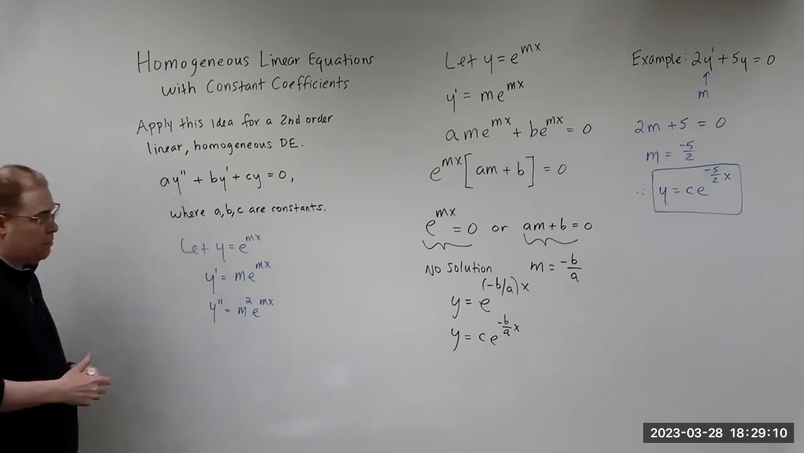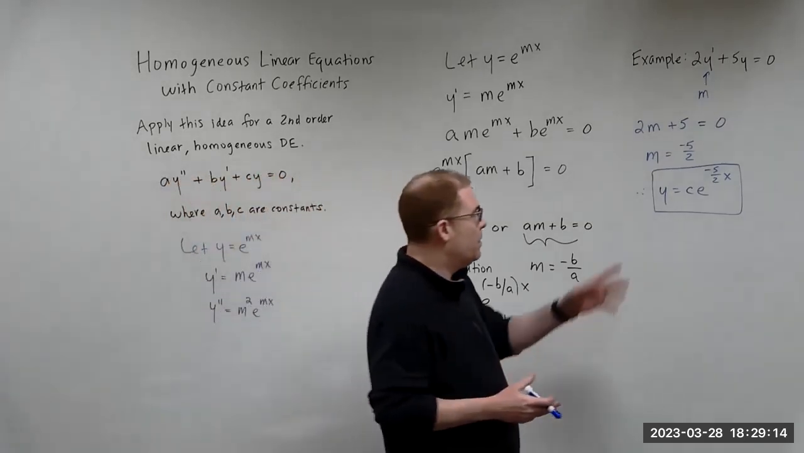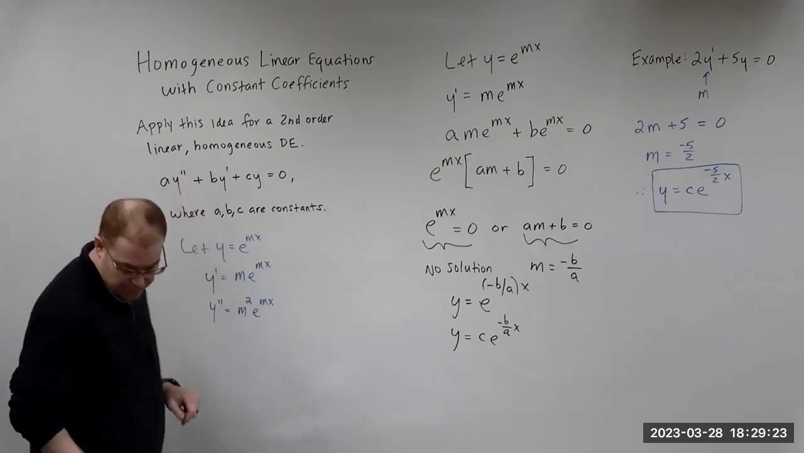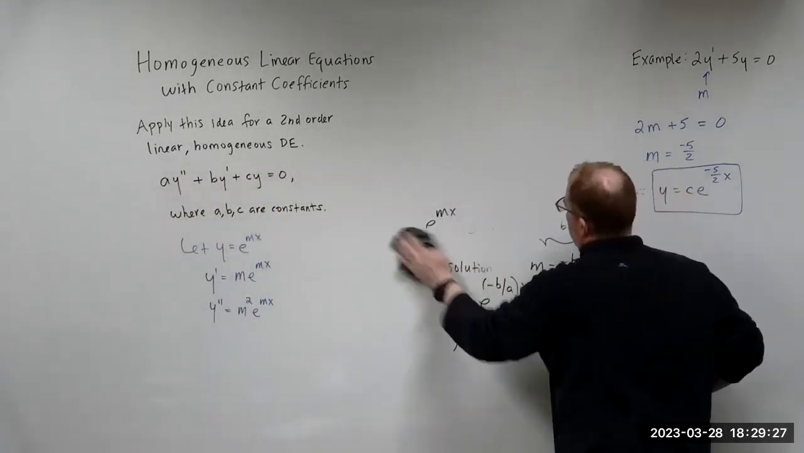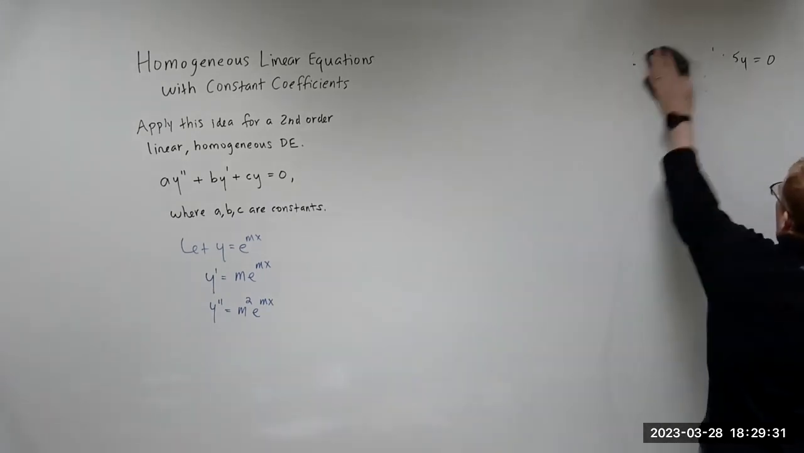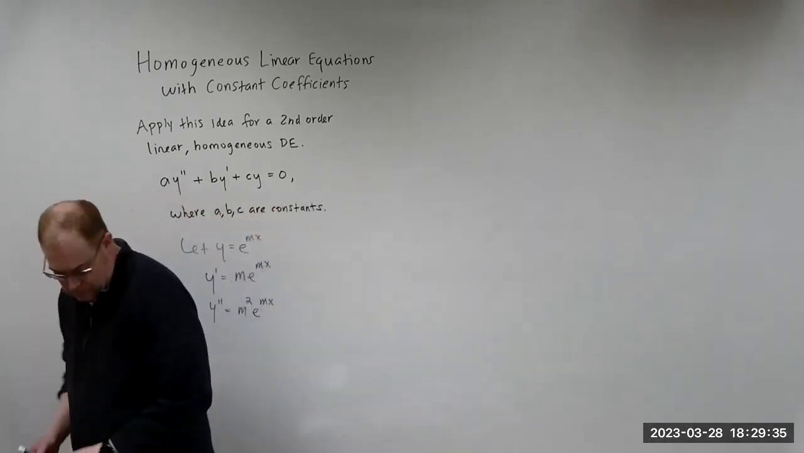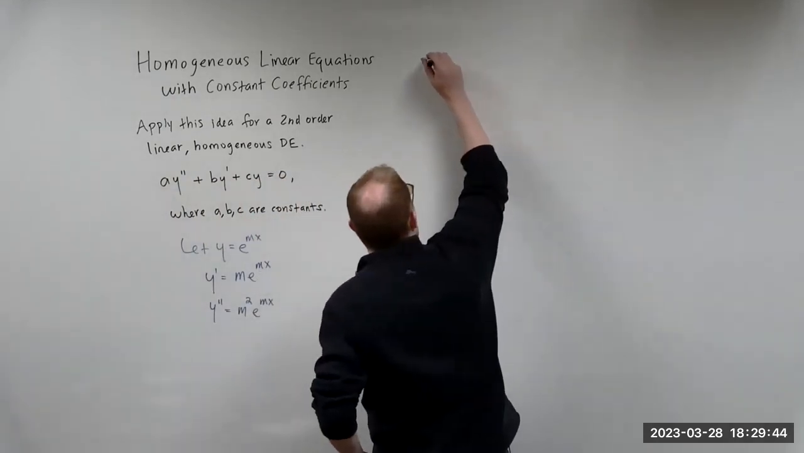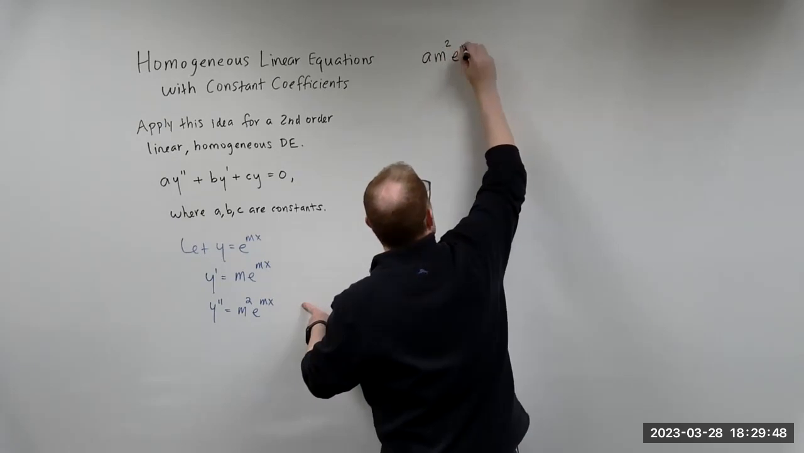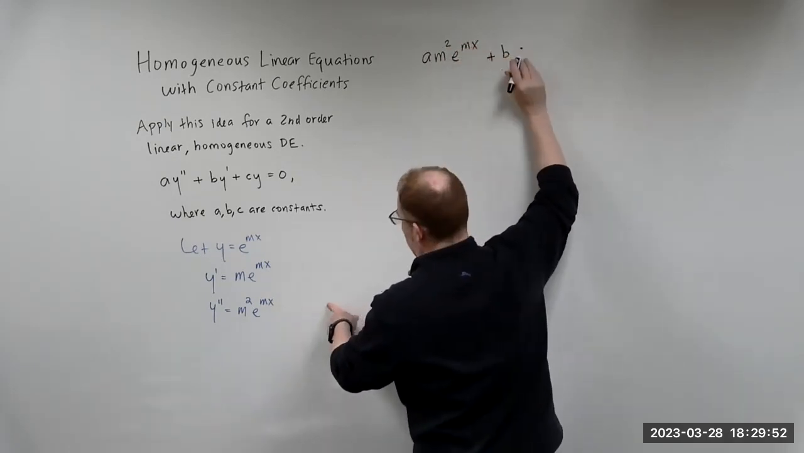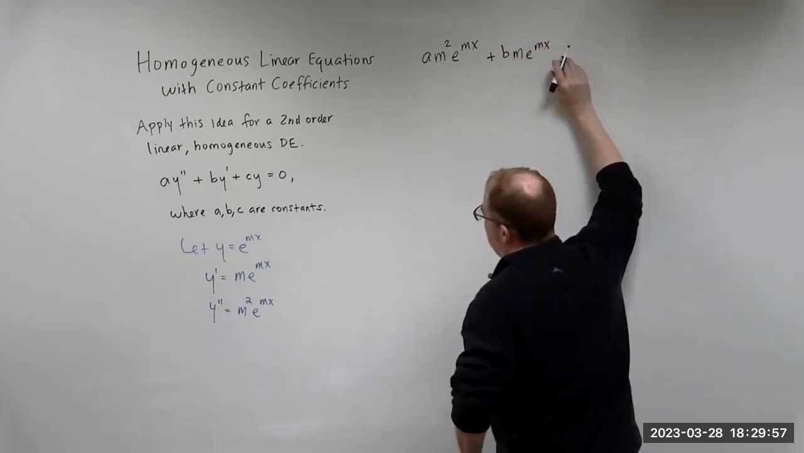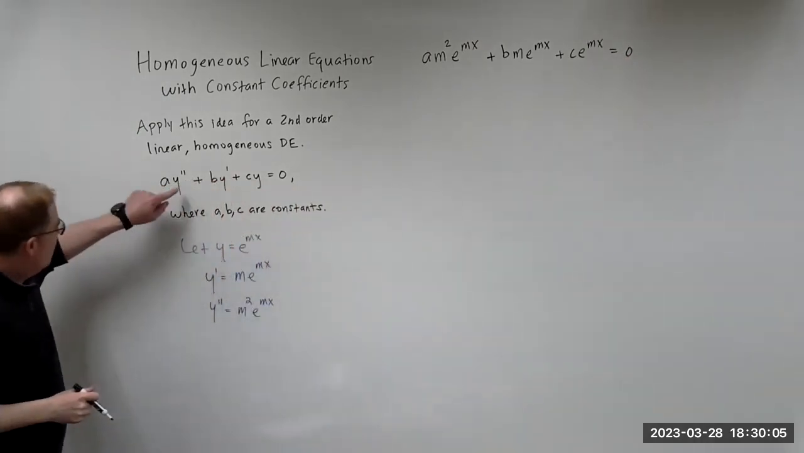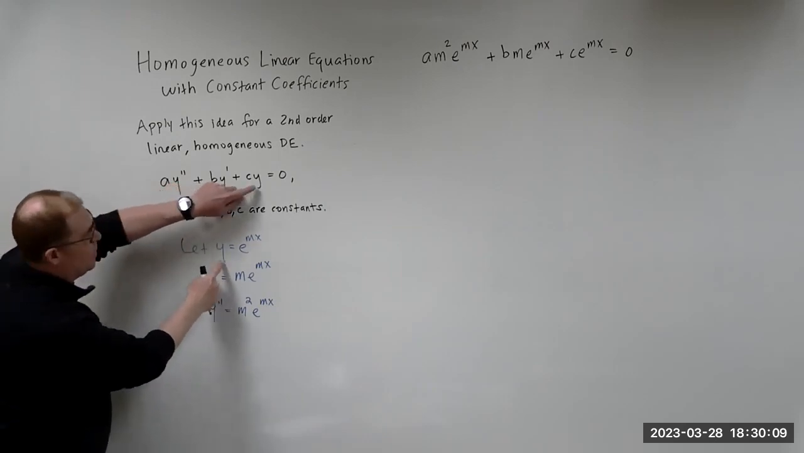And then we're going to plug those back in, and that way we're going to end up getting our auxiliary equation, just as we did before. The only difference now is that the auxiliary equation will be second order. So plugging those in, we get A times m squared times e to the mx plus b times m e to the mx plus c times e to the mx equals zero. Plugging this into here, this one into here, and this one to here.